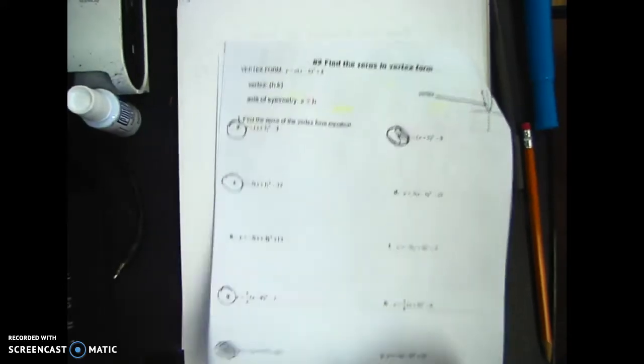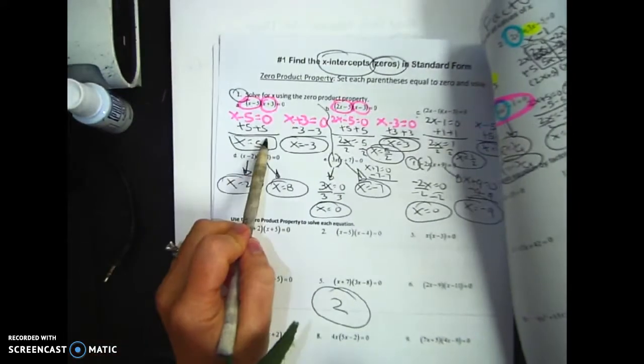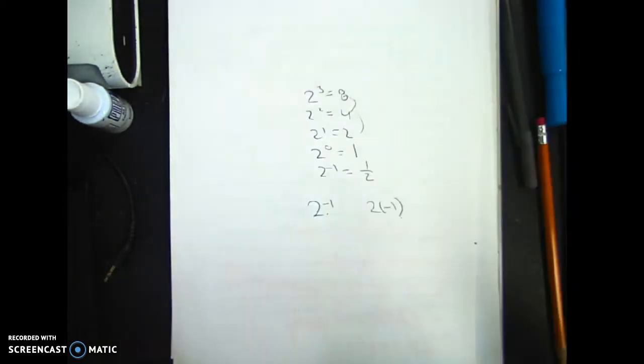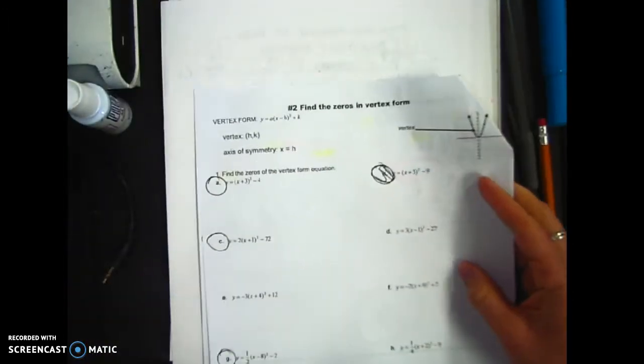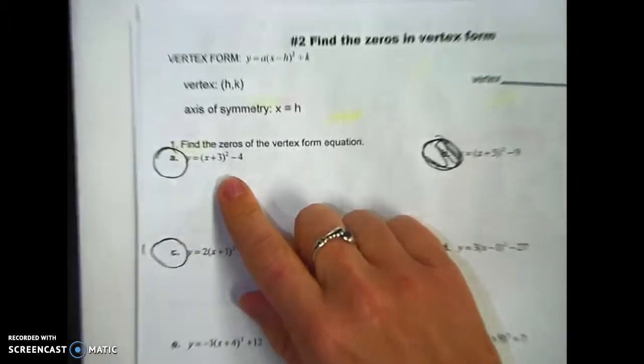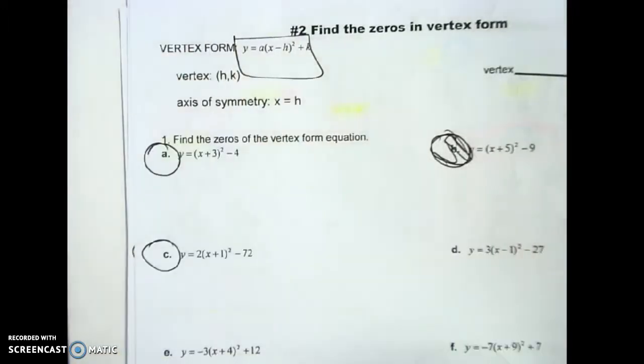So I found the zeros in factored form, so it was already factored. I found the zeros where I had to factor it, and then I found them. Now I'm going to find the zeros in something called vertex form. You'll know it's in vertex form because it looks like this.